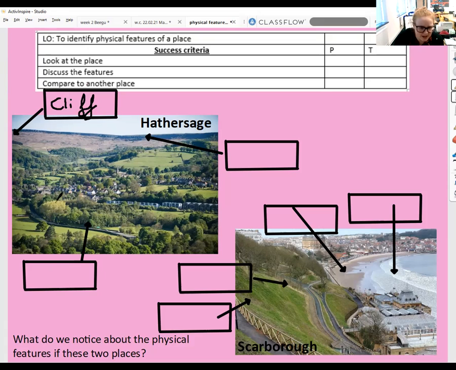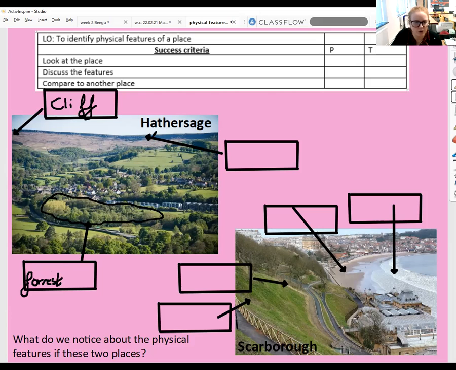We've got an arrow pointing down here. What is this area down here? What are all these? When there's lots of them together, what is that natural feature called? Well, there's lots and lots of trees all together. That would make this a forest. So we've got some forest surrounding Hathersage.